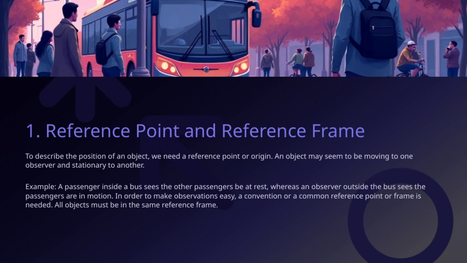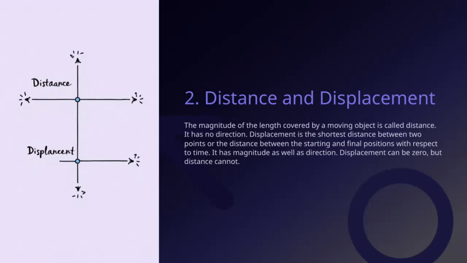So, whenever we analyze motion, it's essential that all objects we consider are described within the same reference frame. This ensures our observations are consistent and meaningful. By establishing a clear reference point and frame, we can accurately describe the position and motion of objects relative to each other. Let's talk about the concepts of distance and displacement.